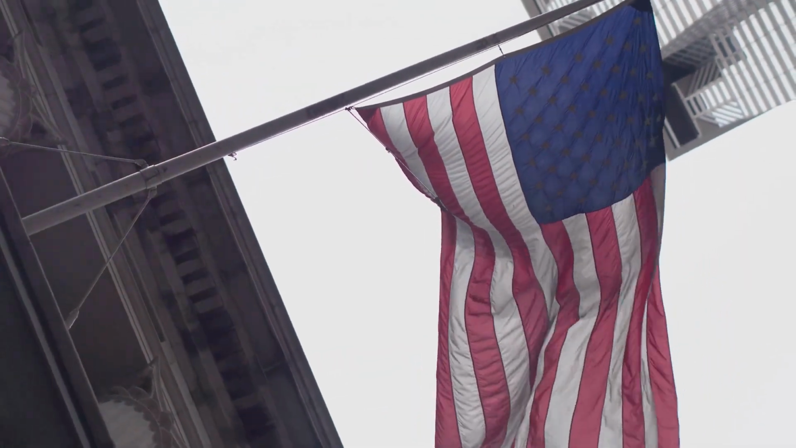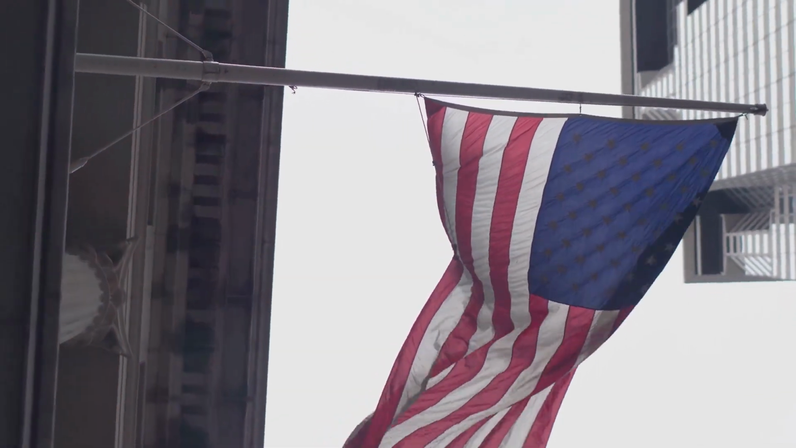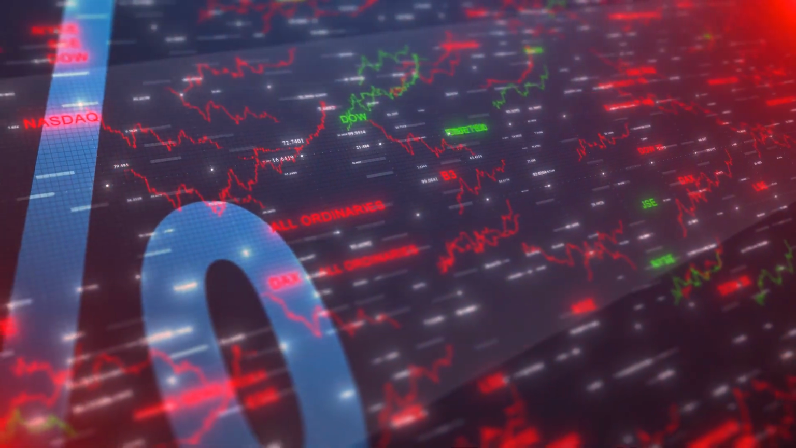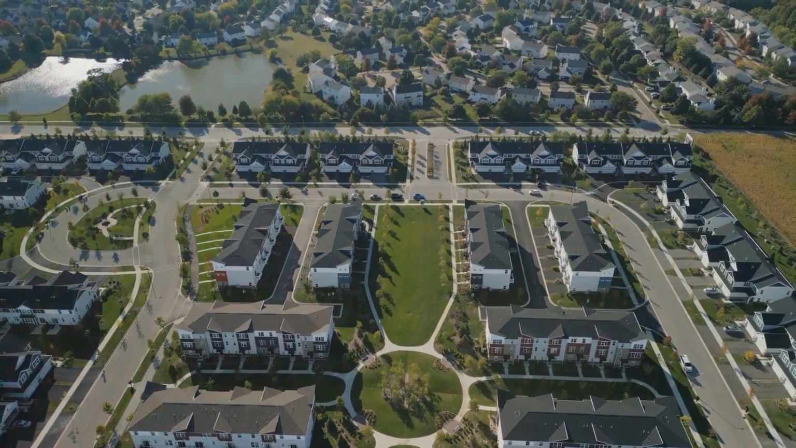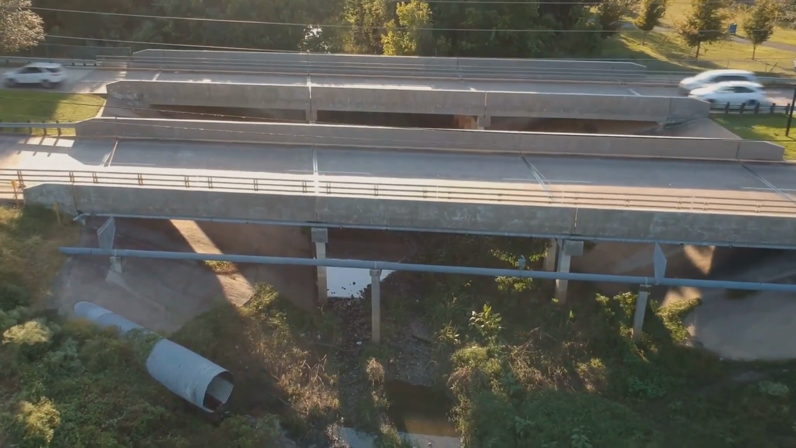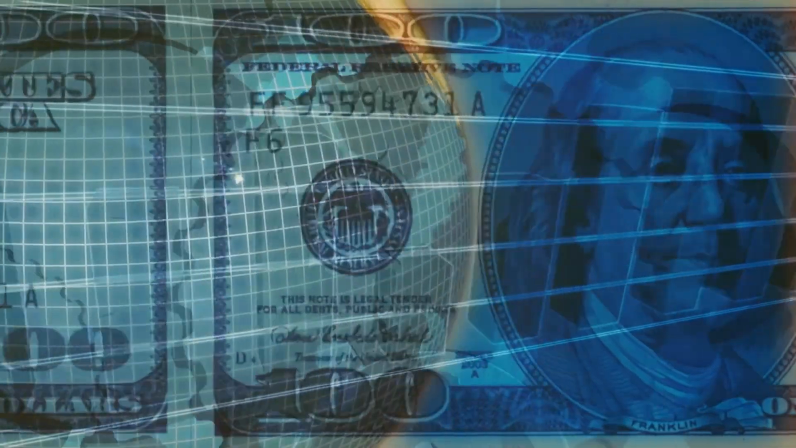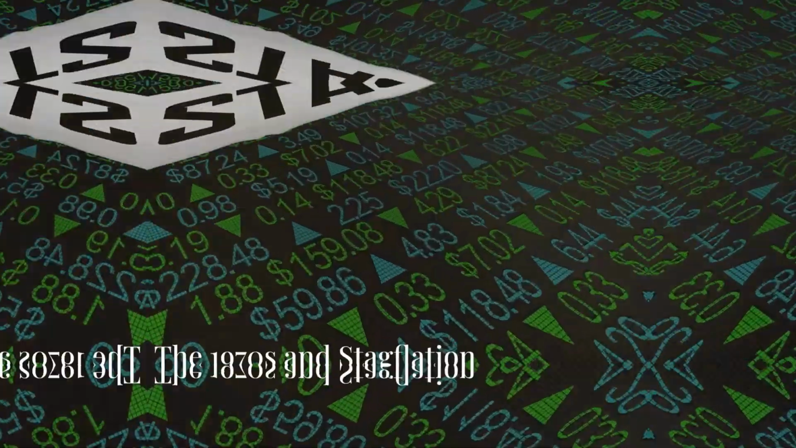Following World War II, the United States entered a period of unprecedented economic growth. The Federal Reserve's role evolved to manage inflation and support this booming economy. This era saw the rise of the American middle class, substantial advancements in technology and infrastructure, and the establishment of the U.S. dollar as the world's dominant currency, bolstered by the Bretton Woods Agreement.